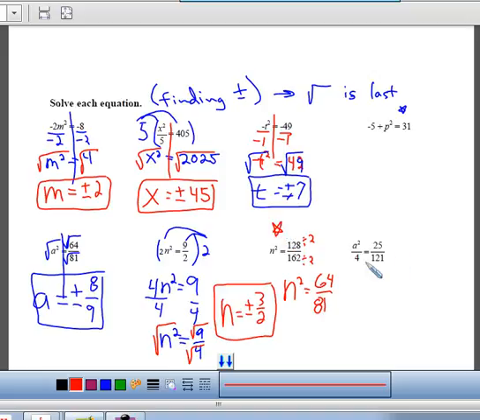Last one. Okay, so I want to get the variable by itself, so I'm going to multiply the whole thing here by 4. Okay, and when I do, over on this side the 4's cancel out. I get a squared equals, and the other side, 4 times 25 is 100 over 121. Now, I'm going to let you finish this on your own. I will tell you that the fraction here is a perfect square on the top and the bottom.